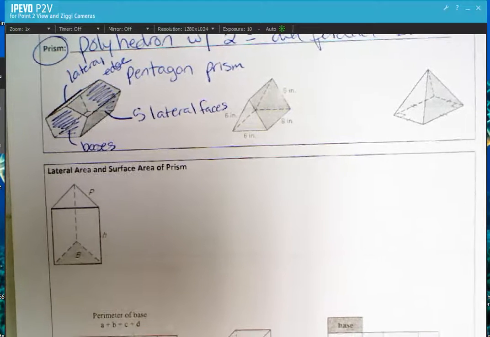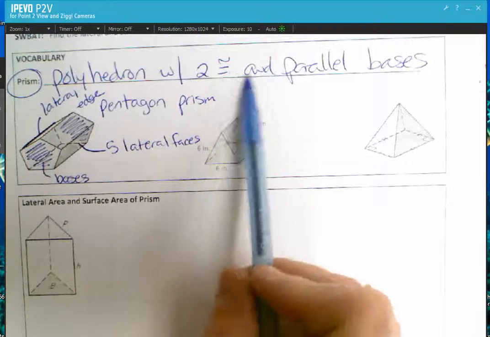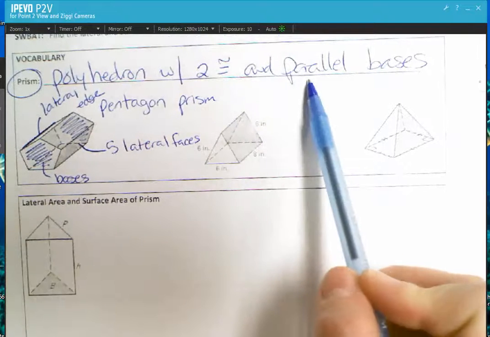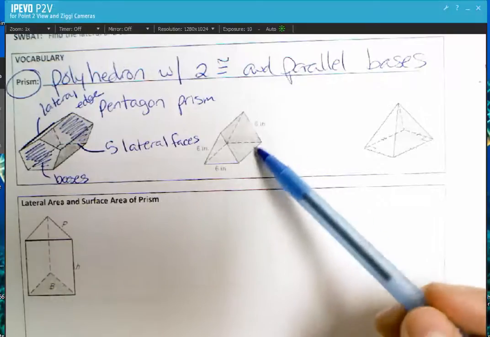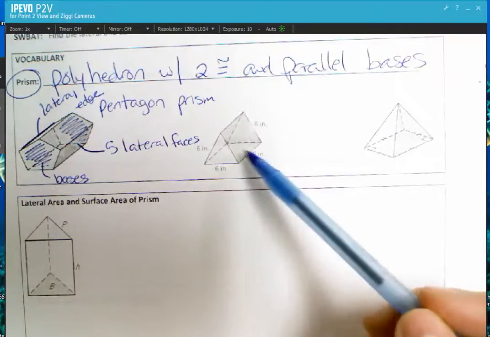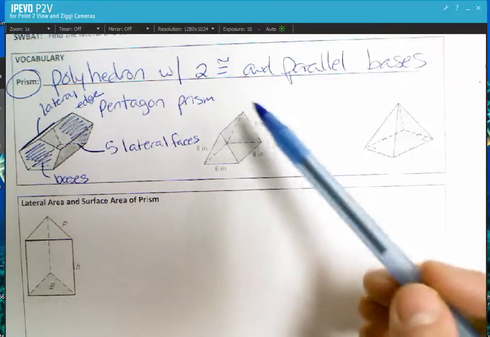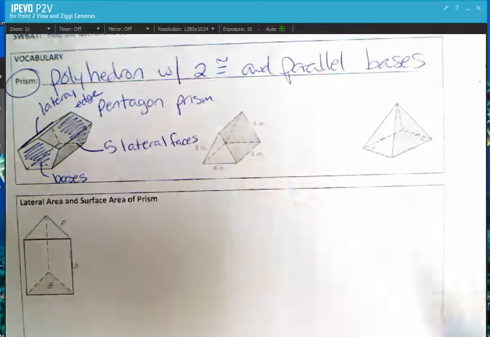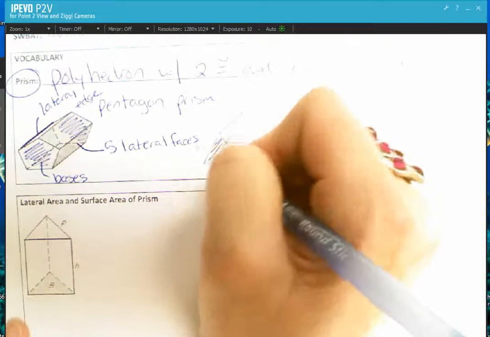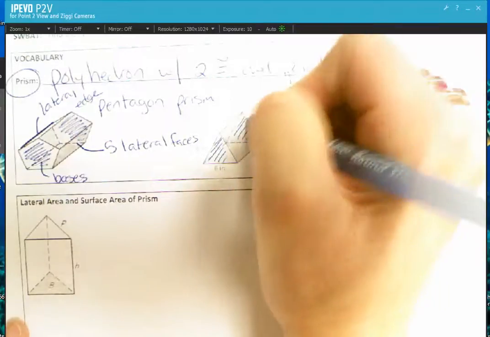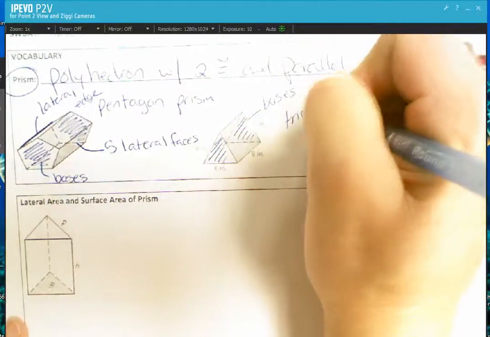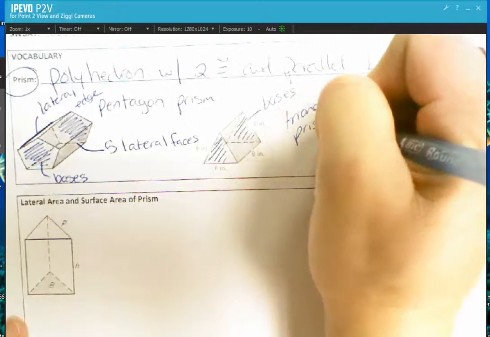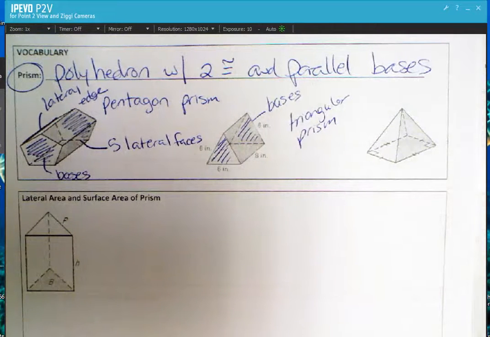When we're looking at prisms, though, we've got to remember that we have 2 congruent and parallel bases. So if I'm looking at this figure here, normally we want to start calling this the base because that's where it's sitting. But I don't have another rectangle that is parallel to this rectangle. It is not a base. So my bases are my 2 parallel and congruent triangles. So this would be a triangular prism because I have 2 parallel and congruent bases.